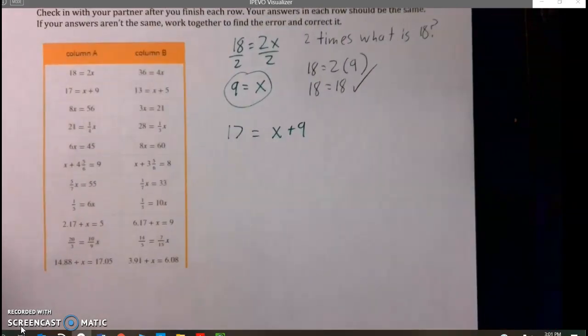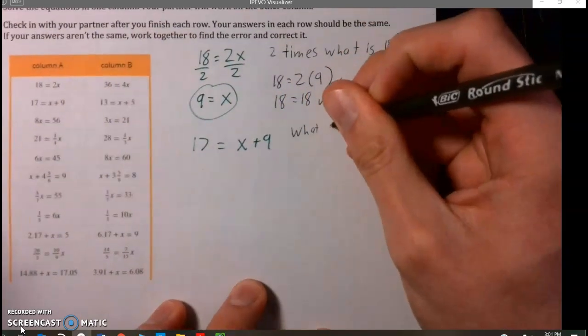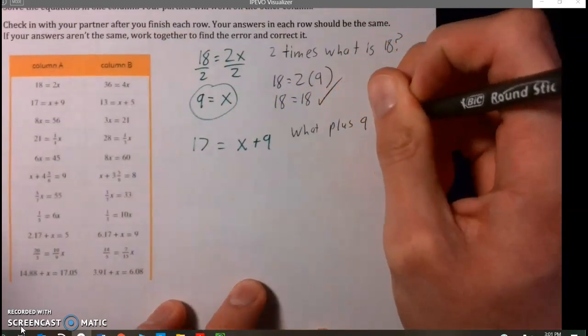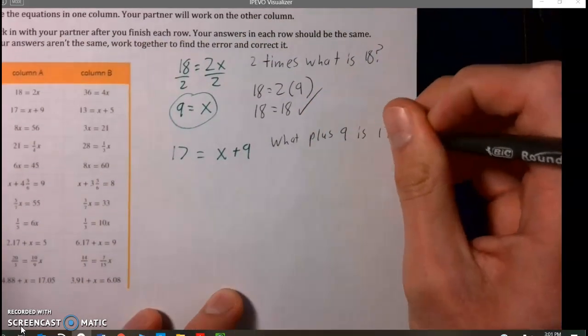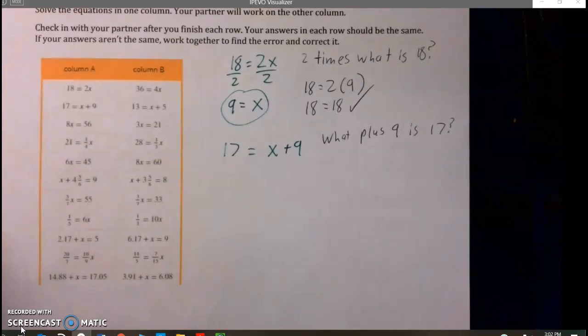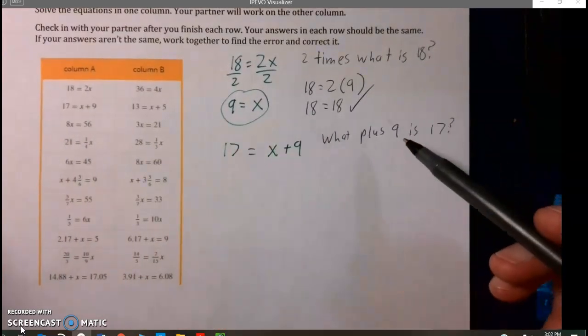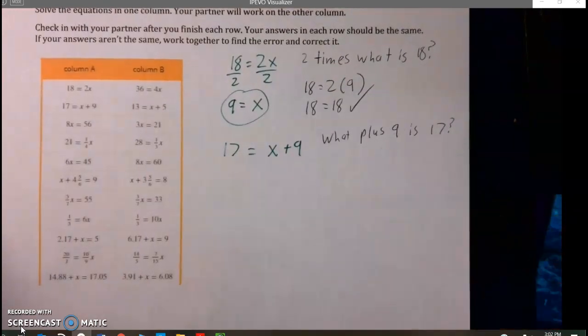17 equals x plus 9. Once again, as a sentence, what plus 9 is 17? Well, I know 8 plus 9 is 17. So once again, if you can translate an equation into a sentence, you can just kind of reason with it that way and find a solution.